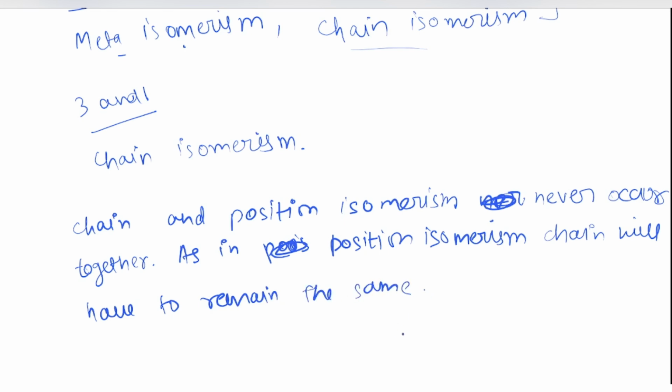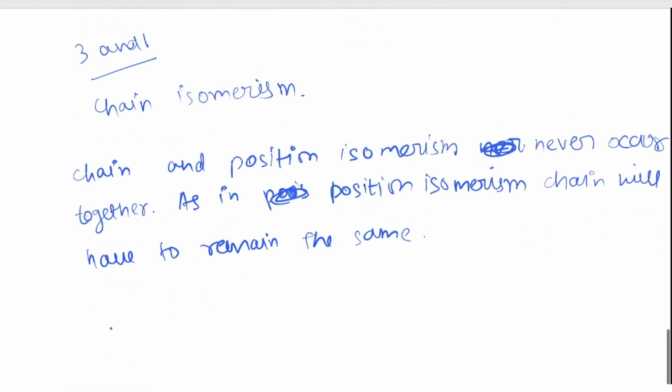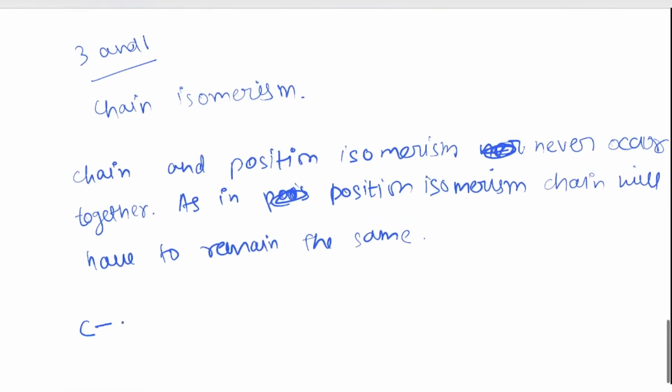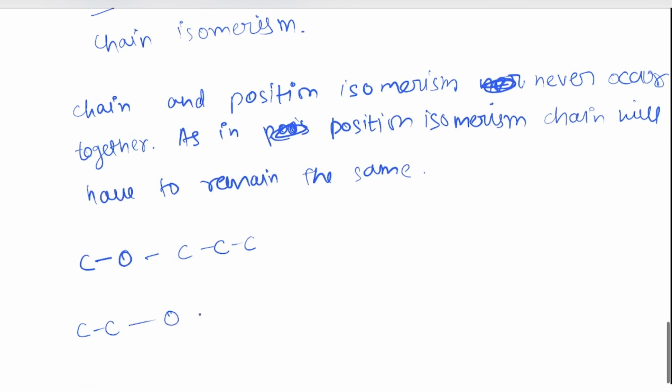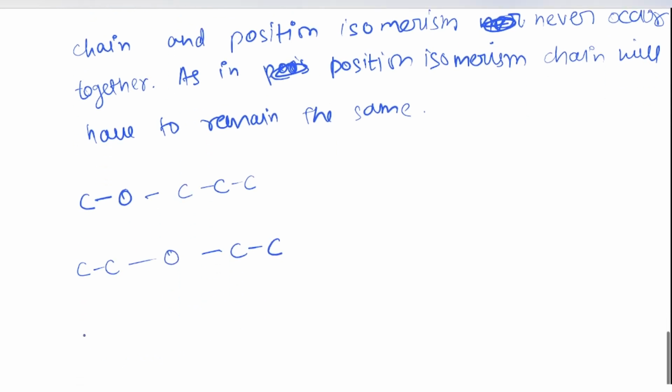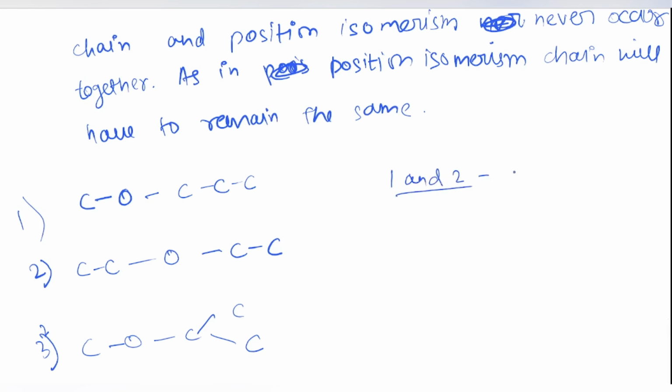Okay, now let's take one more example. We have three molecules again. This, and this. Now let's consider them one by one. This is 1, this is 2, and this is 3. Now let's consider 1 and 2. What do 1 and 2 show? The number of carbon atoms on either side of the functional group is changing, so it shows meta-isomerism.